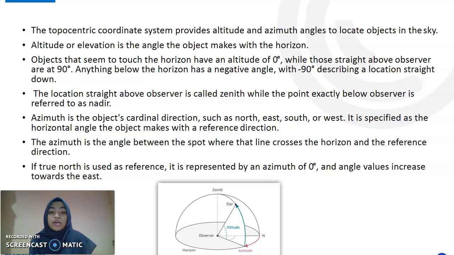Azimuth is the object's cardinal direction, such as north, east, south, or west. It is specified as the horizontal angle the object makes with a reference direction. The azimuth is the angle between the spot where that line crosses the horizon and the reference direction. If true north is used as the reference, it is represented by an azimuth of 0 degrees and angle values increase towards the east.